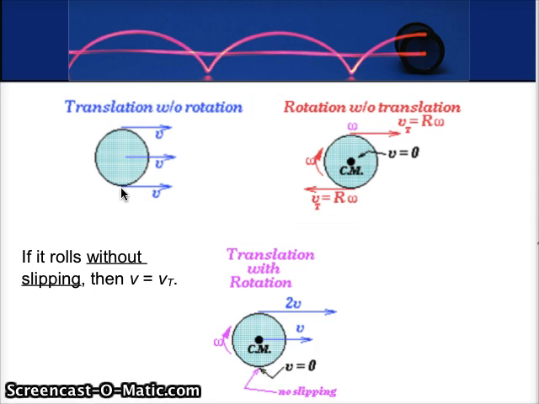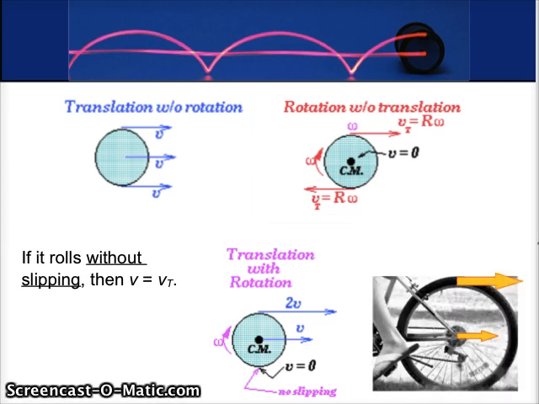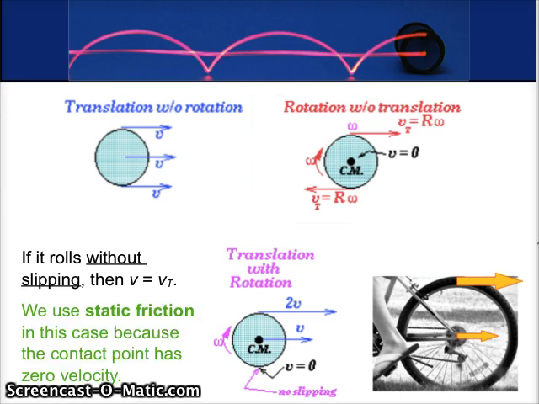But here's the real key point. The translational motion is pushing the wheel forward to the right. The rotational motion is pushing it backwards to the left at this point. And so instantaneously there is no speed right at the bottom point. And that's what we mean by not slipping. What that allows us to do then is to say that the friction at that point is static friction because that particular point has no velocity relative to the ground.